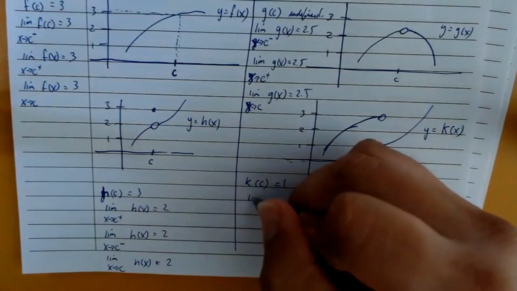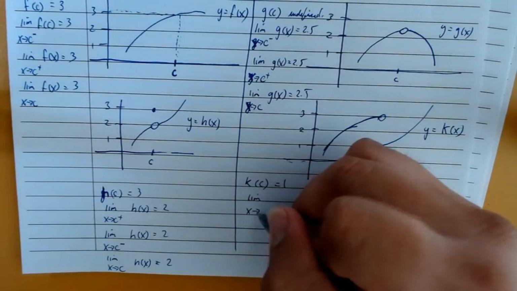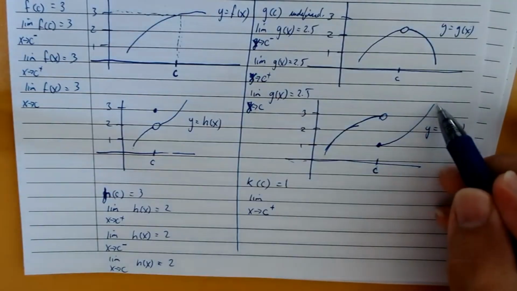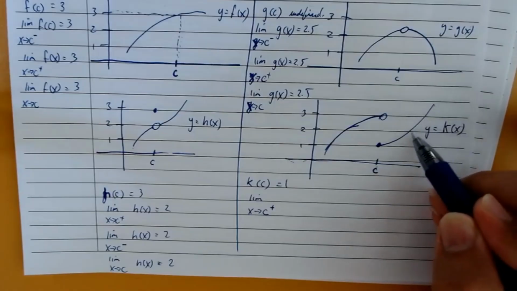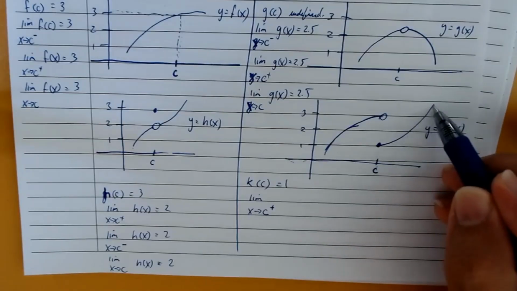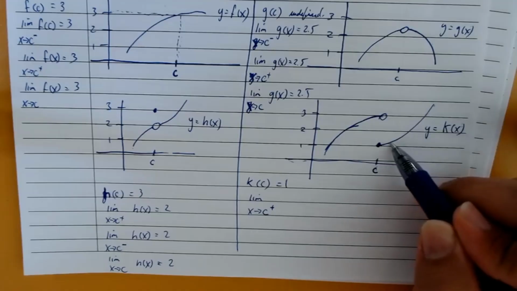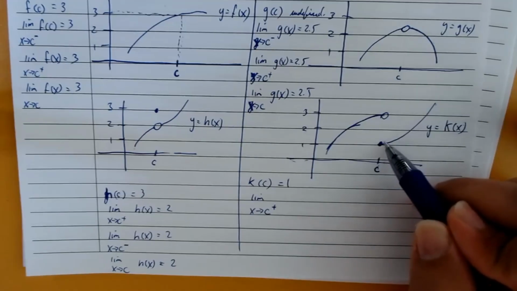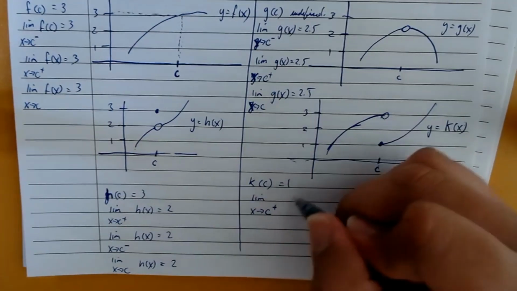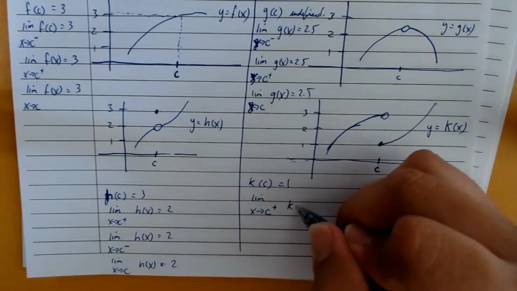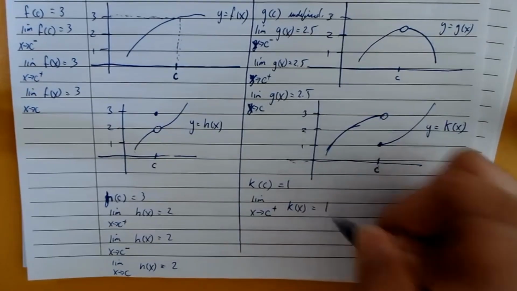Now let's take the limit as x approaches c from the right. If I'm starting from the right, that's this side. If I stand right here and I start walking toward x is equal to c, my y value is going down: 2.5, 2.1, 1.8, 1.2. It's getting closer and closer to the number 1. So the limit as x approaches c from the right of k of x is equal to 1.